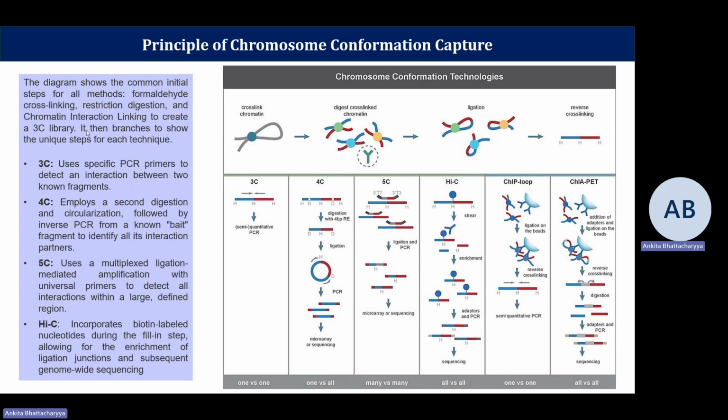This shows you more detail about the protocols we've just discussed. But you see, the initial few steps are the same for all of these 3C techniques. You have cross-linking of chromatin, digestion of the cross-linked chromatin, ligation of these proximal regions, and then reverse cross-linking, and you can infer a lot of different kinds of information from this data set.